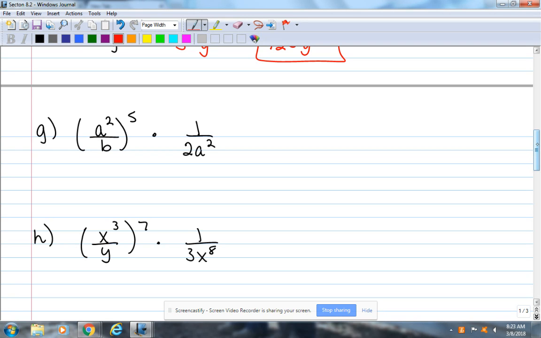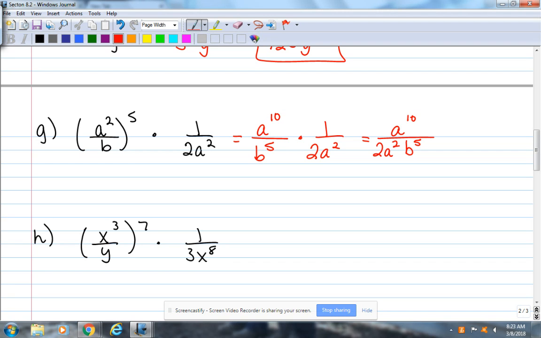So what is a squared to the fifth power? A to the 10th, multiplied. And what's b to the fifth power? B to the fifth power. And we'll copy that other fraction. Then you multiply across. A to the 10th times 1 is a to the 10th. And these don't have any like bases, do they? So I'll just write them together, and I like to do them in alphabetical order. 2a squared b to the fifth.